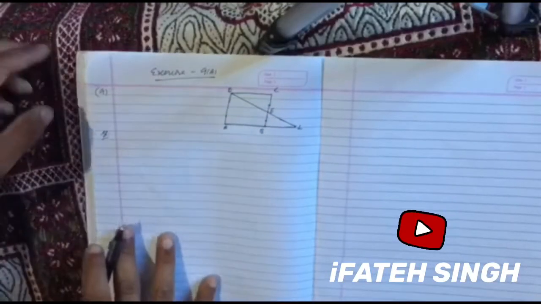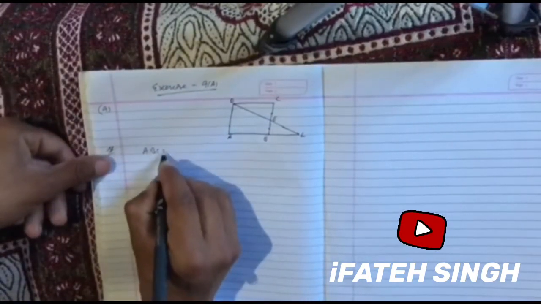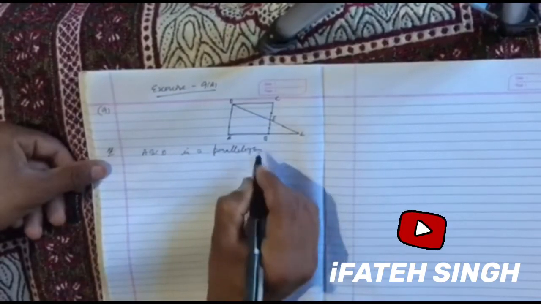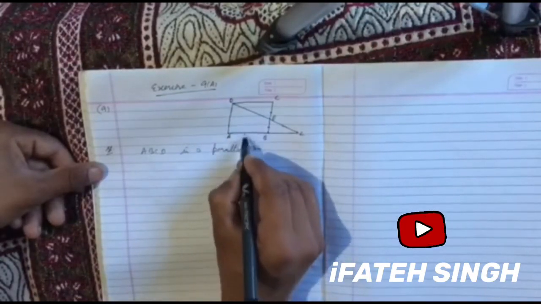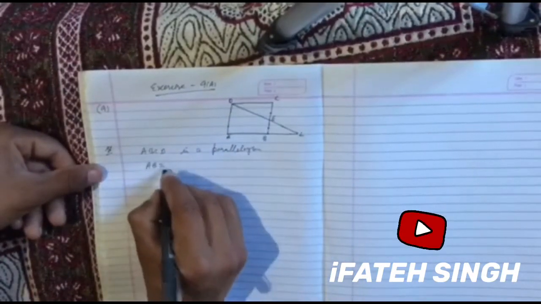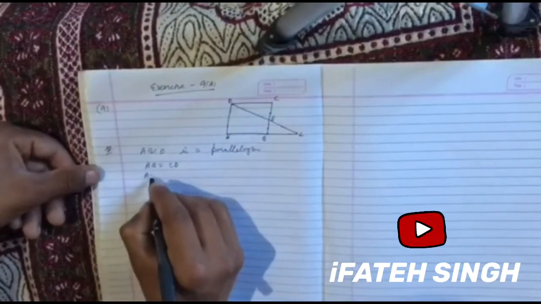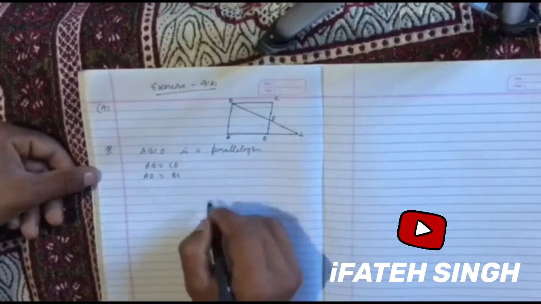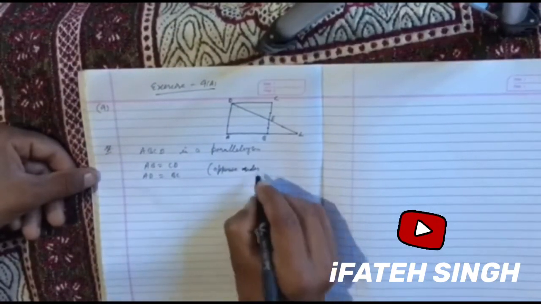Let's start from the example. Now we are going to solve the 9th sum of 9A. In this sum it is given that ABCD is a parallelogram, and we know that the opposite sides of a parallelogram are equal. AB is equal to DC, and AD is equal to BC, because the opposite sides of a parallelogram are equal.